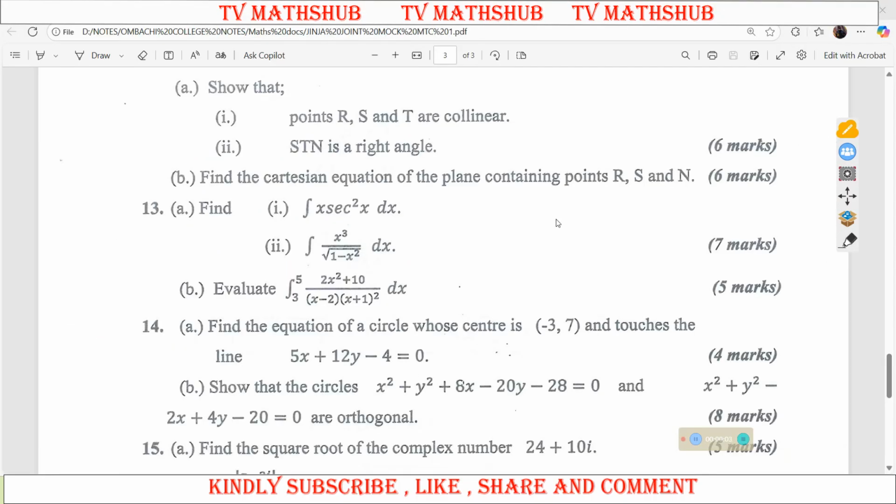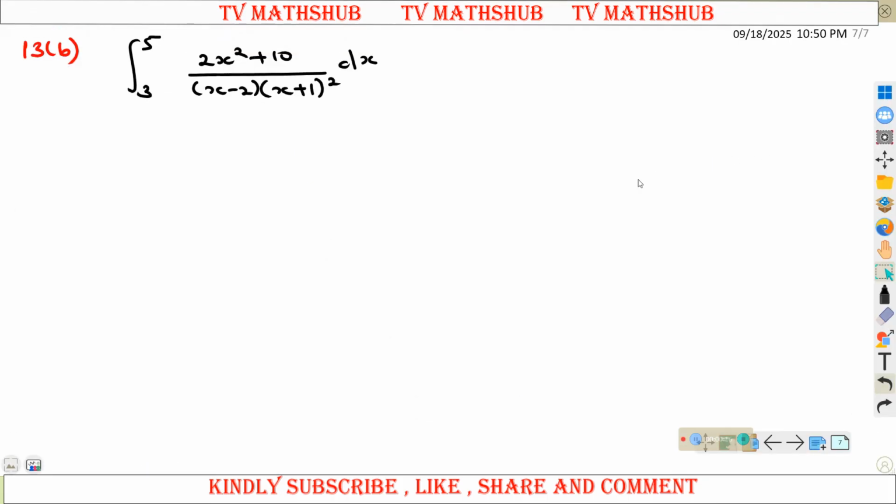Now let us look at 10 part B, which says evaluate the integral from 3 to 5 of 2x squared plus 10 divided by x minus 2 into x plus 1 squared with respect to x. Now to integrate this given expression, we shall first of all express this in terms of partial fractions. So we shall first consider 2x squared plus 10 divided by x minus 2 into x plus 1 squared.